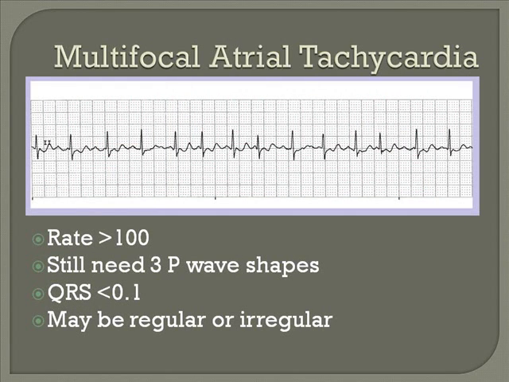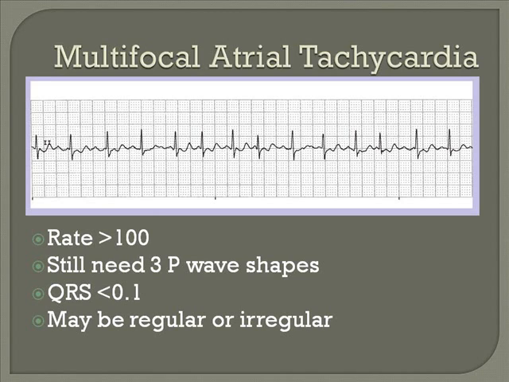Now, as you'll remember from the last slide, it had a definition of a rate less than 100. So if it happens to have a rate of more than 100, then it has a different name. It's called multifocal atrial tachycardia. Multifocal means it's coming from multiple different places in the atria, and it is a fast heart rate.